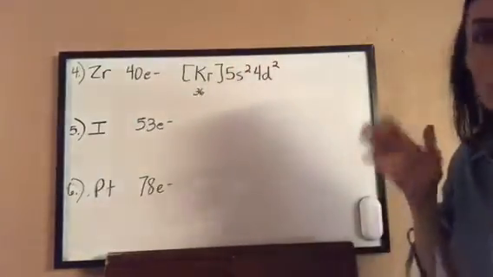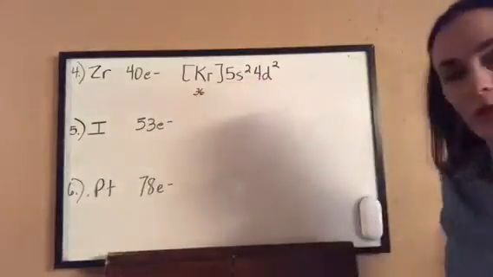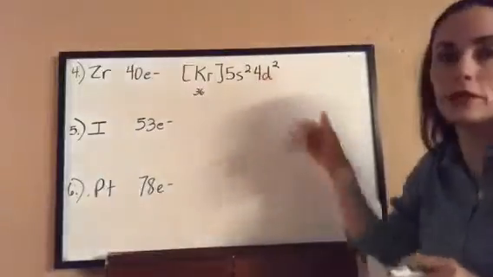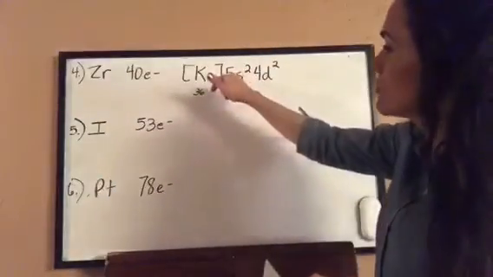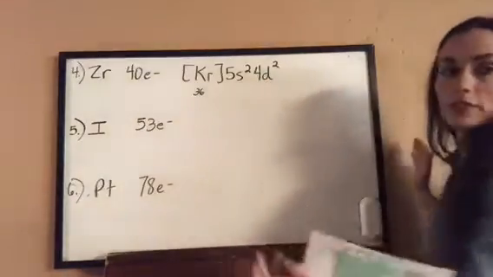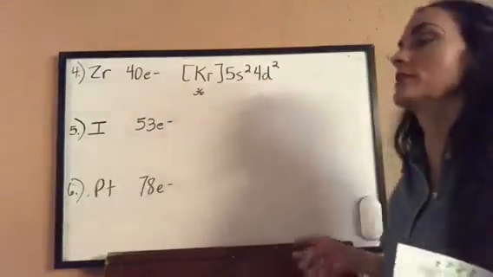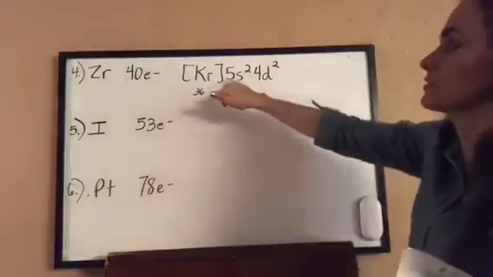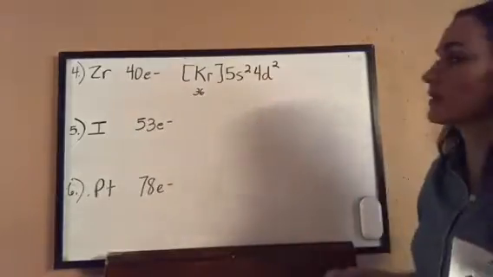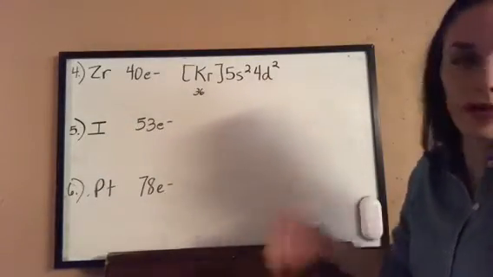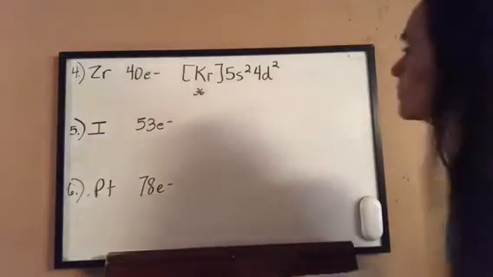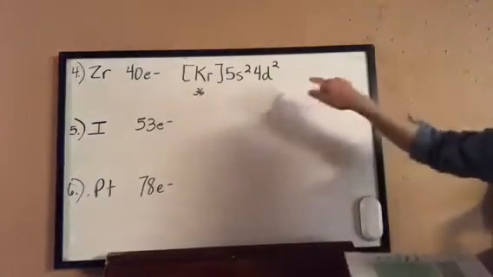And you may wonder, why does 5s fill up before 4d? Isn't 5s a higher principal energy level than 4d? Yes, but the 5s sublevel is lower in energy than the larger 4d sublevel. So they fill up in order of increasing energy. Yes, the principal energy level designation is higher, but the actual energy of the sublevel is lower. That's why you have 4s fill up before 3d and 5s fills up before 4d and so forth. There's our 40 electrons accounted for.